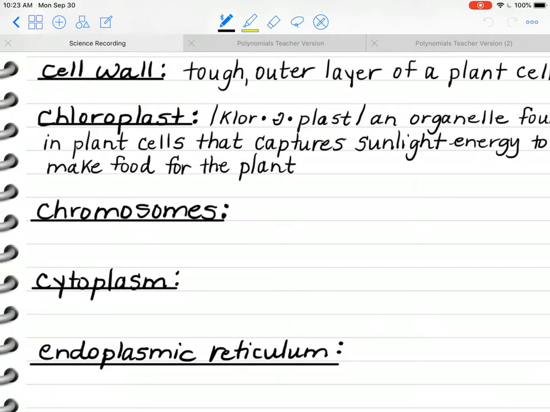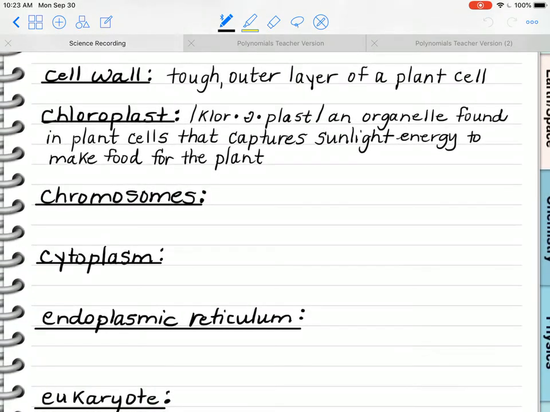Chromosomes. You have probably heard about chromosomes if you've listened to the news or any kind of health commentary. But let me give you the scientific definition of chromosomes. Chromosomes are linear, which means in a straight line, or they can be circular, in a circle, strands of DNA.